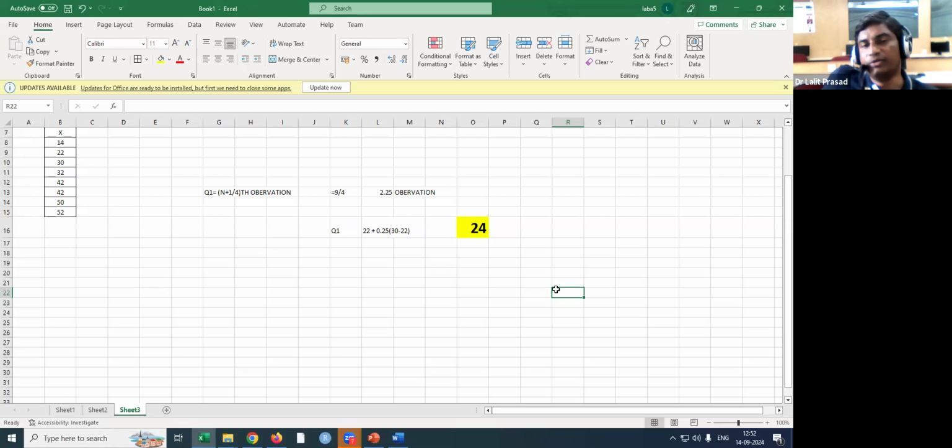Similarly, you can find out the Q3 value. What is the formula of Q3? 3 into (n+1) divided by 4th observation. And once you find the observation, then again you can use this formula to find the value.